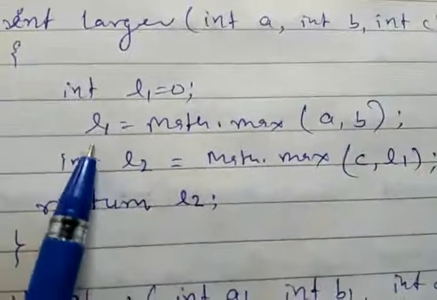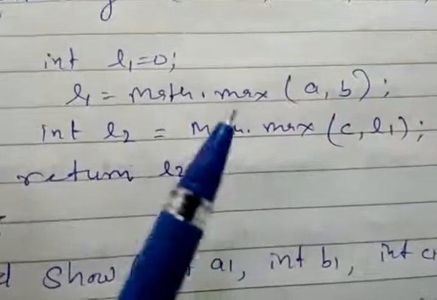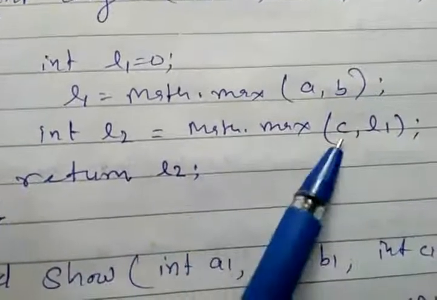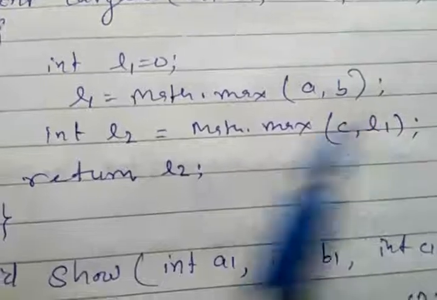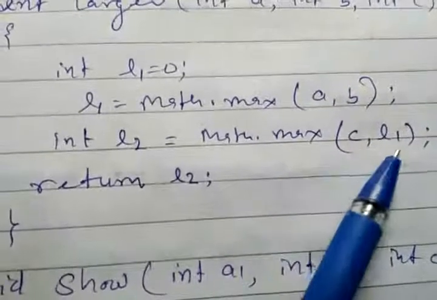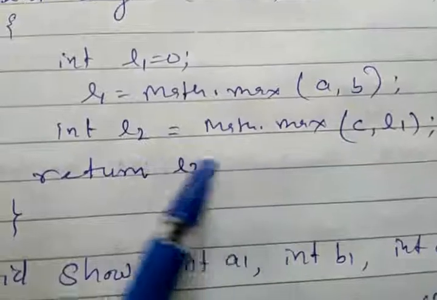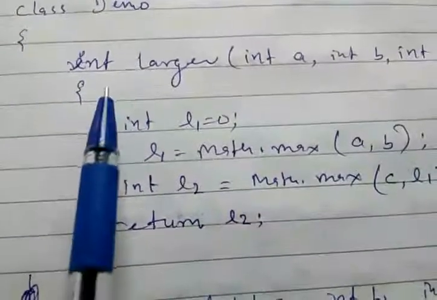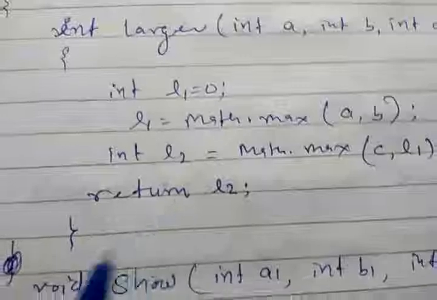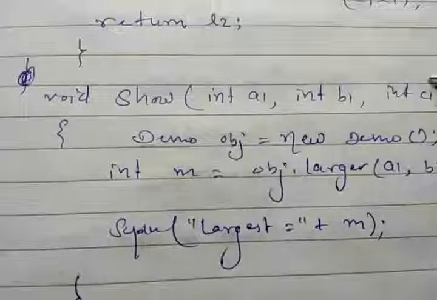So the largest number between A and B is L1, and here we are again using the same function Math.max, and we are passing L1 comma C, or C comma L1, any way you can write. So this will give the greater number between the first greater number and the last number, that will be stored in L2. This function does not have a return type of void, so this function has to return the value of L2.